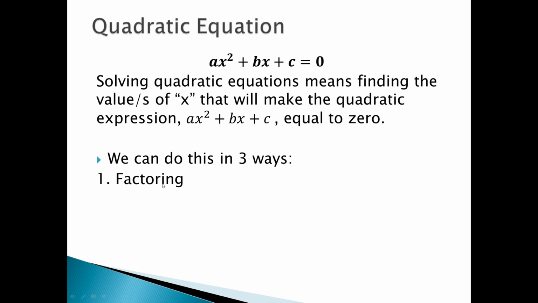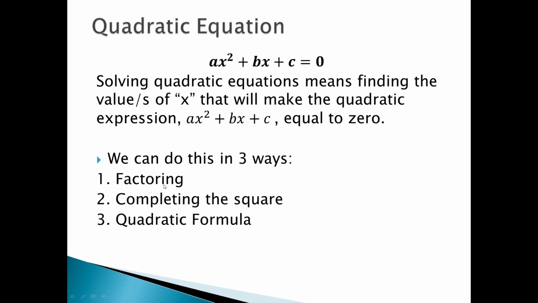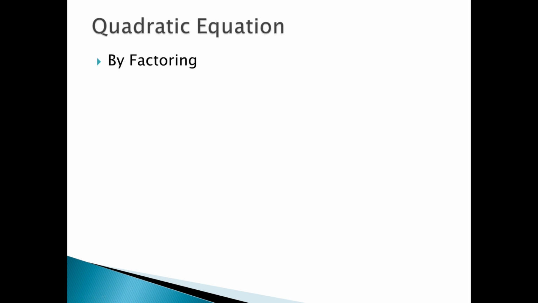Okay? So we can do this in 3 ways. One is by factoring, which means applying the skills that we had. Two, completing the square. And three, the quadratic formula. So let's start by using factoring. Let's use one example from our previous video. We have here 3x squared plus 30x plus 72 equals 0. So we factor out the 3 since all terms here are divisible by 3. That means 3 is a common monomial or a common factor. So we extract it as 3 times x squared plus 10x plus 24 equals 0.